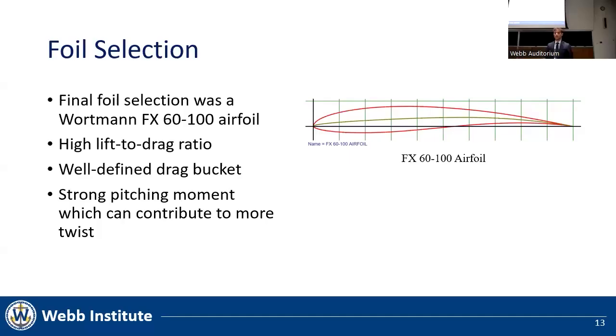Based on these criteria, the foil selection that we chose to analyze was the Wortmann FX60-100 airfoil. This foil section meets all of our criteria and also has the added benefit of a particularly strong nose-down pitching moment that can also contribute to twist.